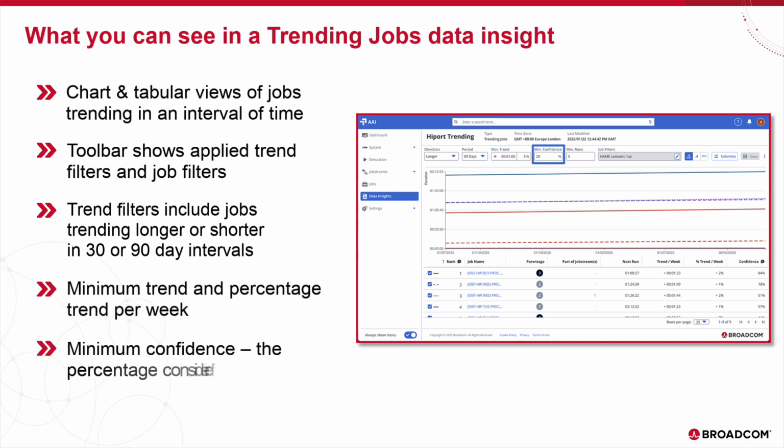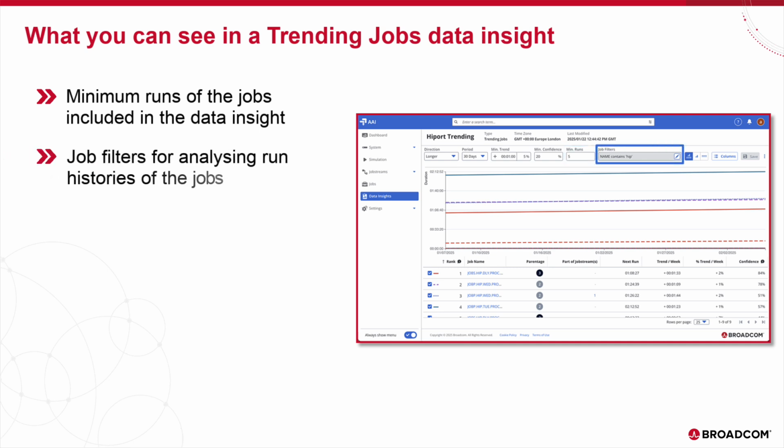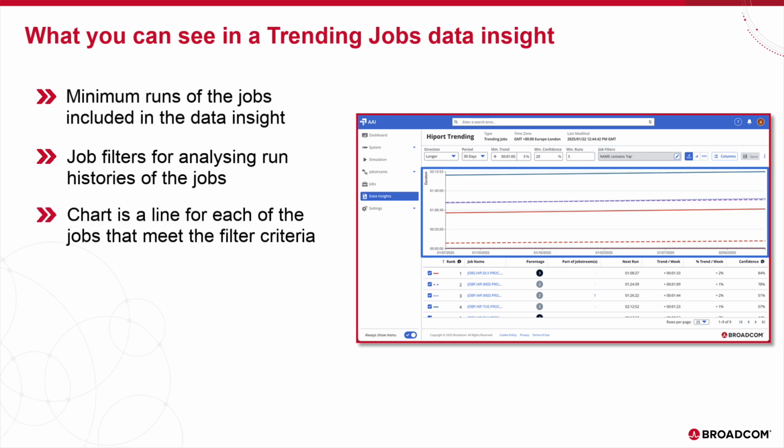Minimum confidence, which is the percentage you would consider significant for analysis. Minimum runs, which is the number of times that a job must run in the period for it to be included in the data insight. And the job filters help you define the criteria for analyzing the run histories of specific jobs. The chart shows a line for each of the jobs that meet the filter criteria in a different color and style. These match the rows of the data table below.